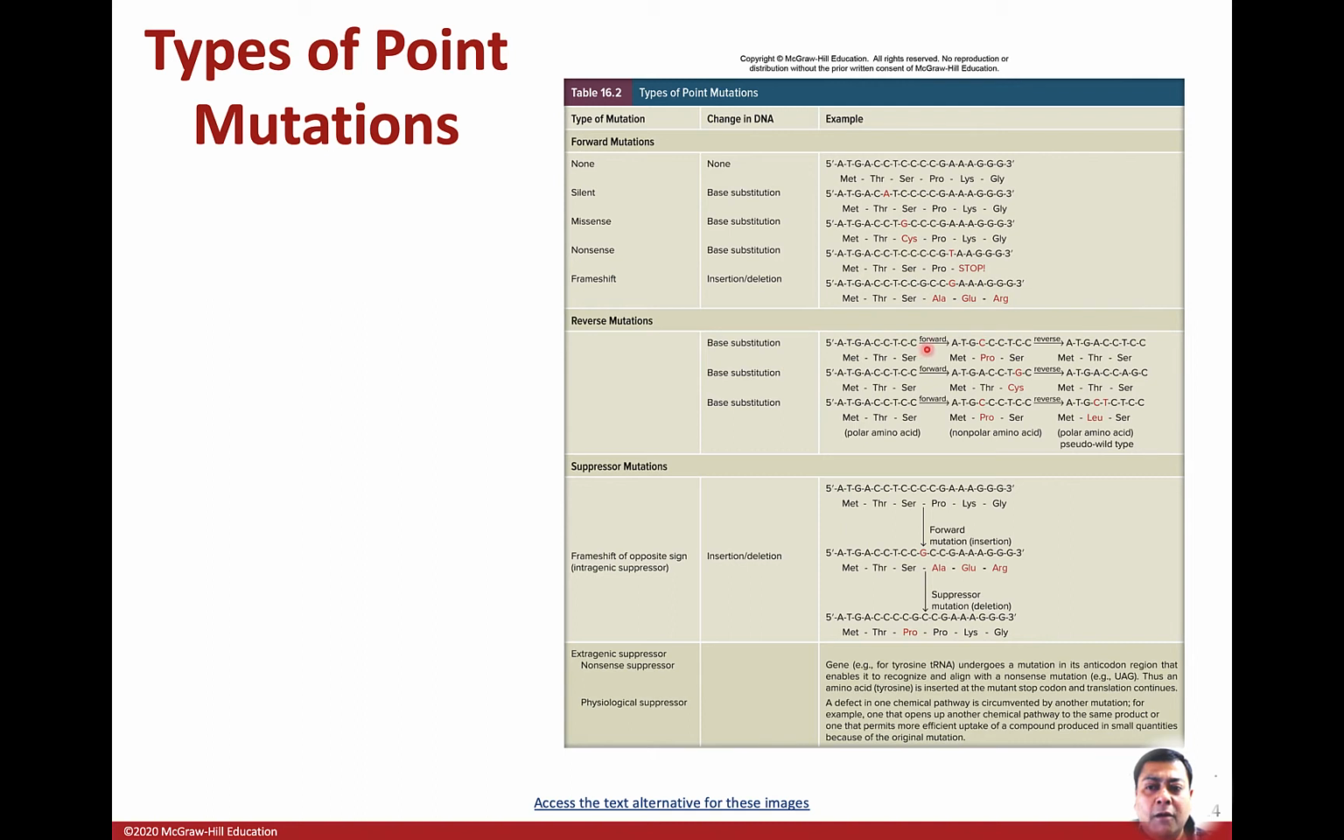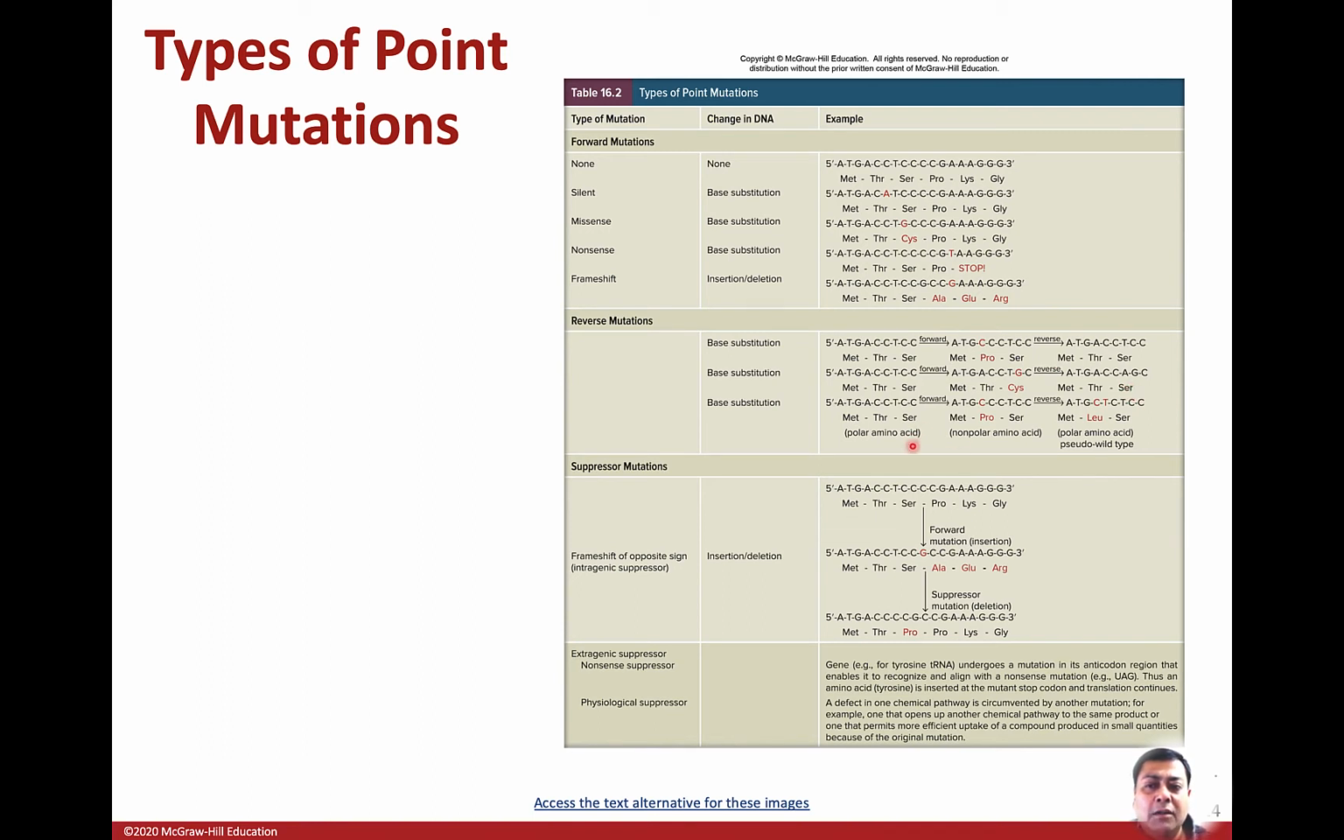So here we are looking at some reversion of the mutation by base substitution. In the forward reaction, here you have methionine, threonine, and serine. In the forward reaction, it is changed to methionine, proline, serine, due to this C change. And now this C is again changed in reverse to A, and methionine, threonine, serine, the original protein, is got back. So serine to cysteine, cysteine to serine, that is also another way that we got this sequence back.